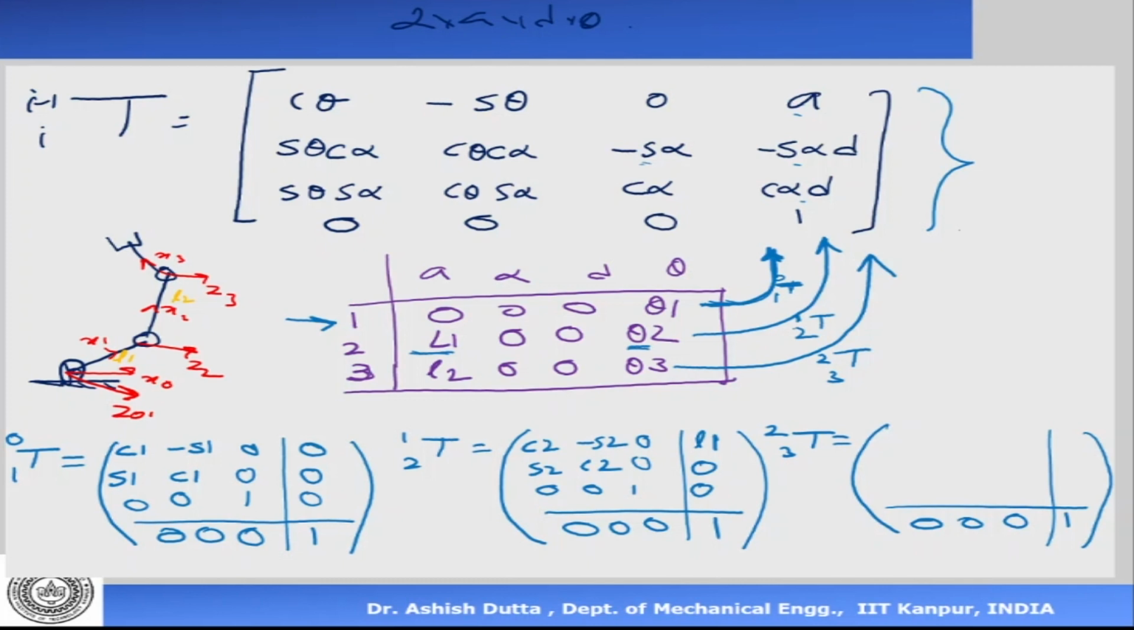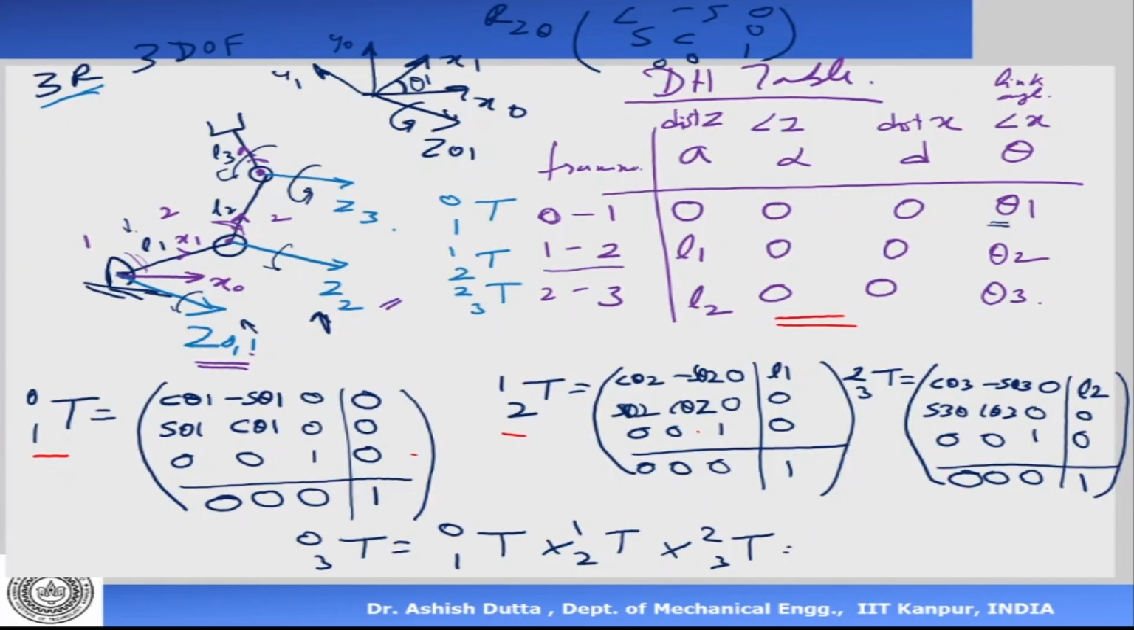Now in the third case, what is the variable? Theta 3 is the variable. What is L2? L2 is the link length. So I take the third row and put it in there, and what we get is cos 3 minus sin 3, sin 3 cos 3, 0 0 1 0 0. What is the del x, del y, del z? A is only L2, so there's L2. D is 0, so it is 0 and 0. This gives us the three matrices which we had derived some time back.